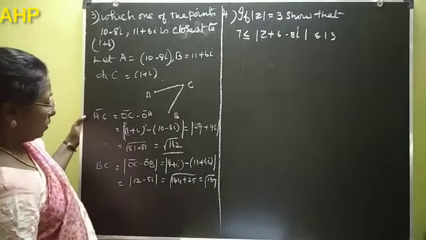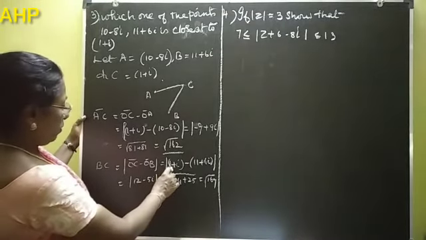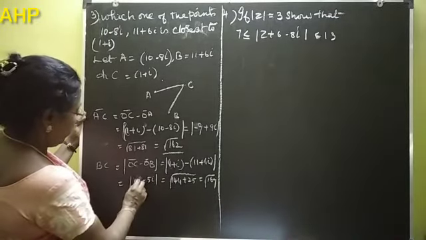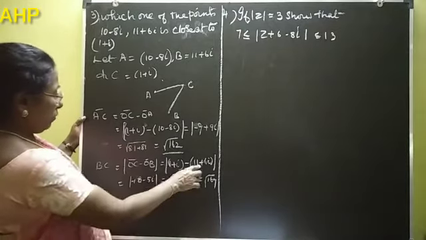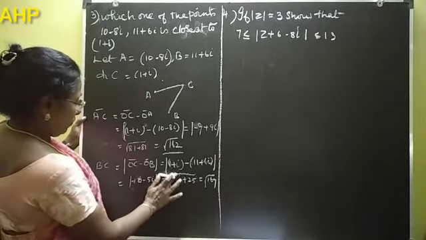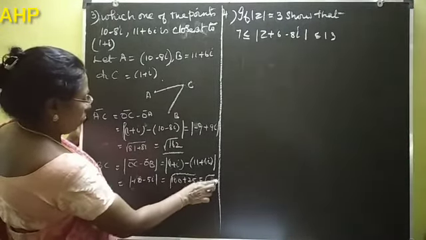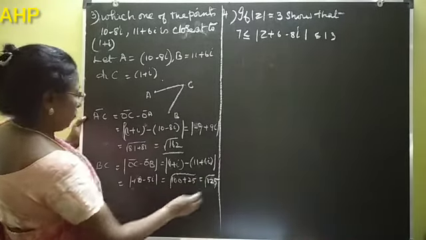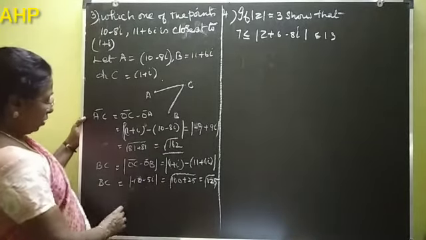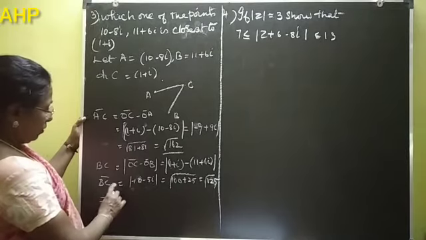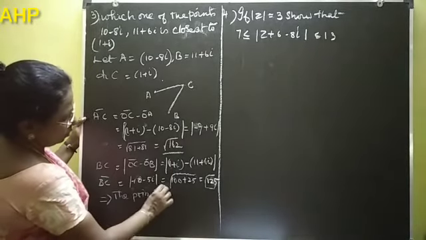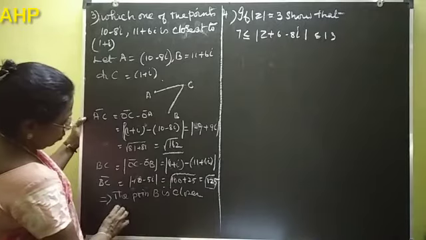So now which is the shortest? 1 minus 11 gives minus 10, then 1 minus 6 gives minus 5. So this is equal to 100 plus 25, and this is equal to 125. So BC is equal to root 125, AC is equal to root 162, which implies BC is shorter, 125 is less than 162. Therefore, B is closer to C.